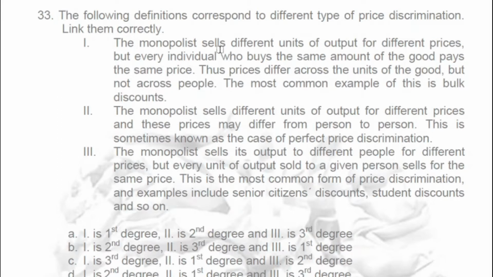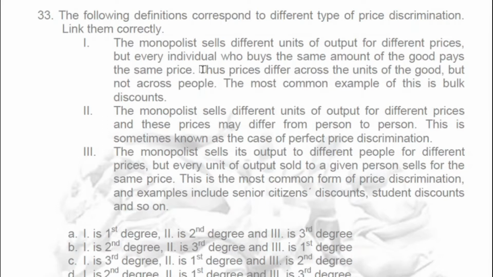The monopolist sells different units of output for different prices, but every individual who buys the same amount of the good pays the same price. Thus, prices differ across the units of the good, but not across people. I told you when, in this video or the previous one, we had the phone company charging different prices through weekends. The most common example of this is bulk discounts. So it's a second degree price discrimination.